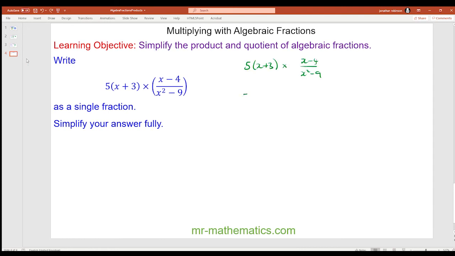Okay, so the first thing I'm going to do is factorize the x squared minus 9. So we've got the difference of two squares again, which is x plus 3 and x minus 3. And you can see the x plus 3 here and here will cancel. So we have 5 lots of x minus 4 over x minus 3, which we can simplify to make 5x minus 20 over x minus 3.